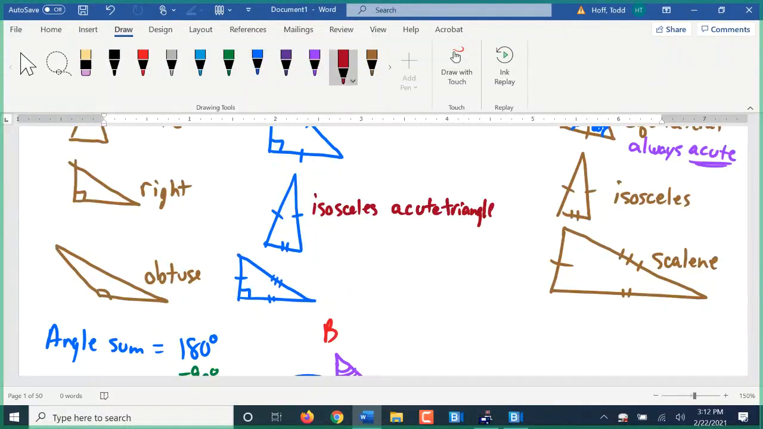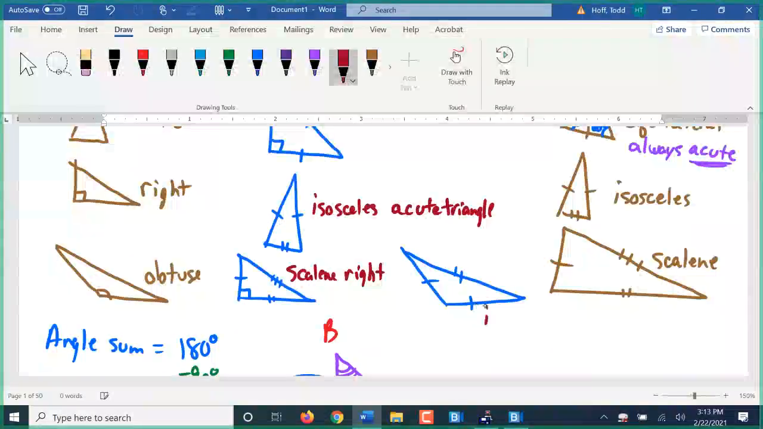That would be called a scalene right triangle. I'm just going to stop at scalene and right. Sounds good. Of course, this one would be called an obtuse isosceles.